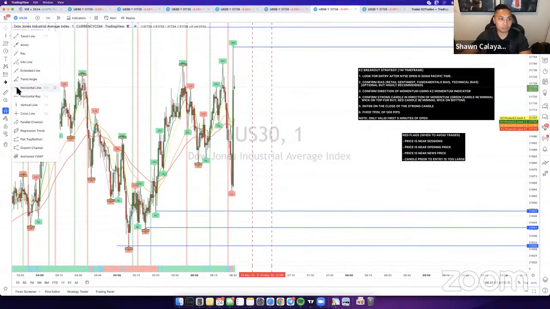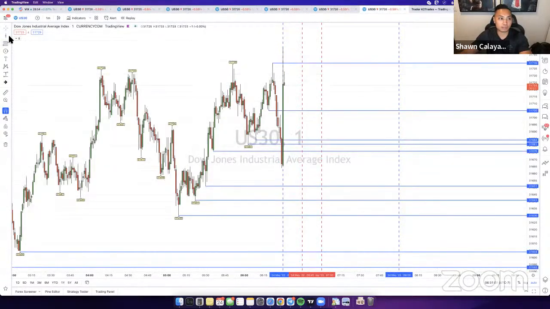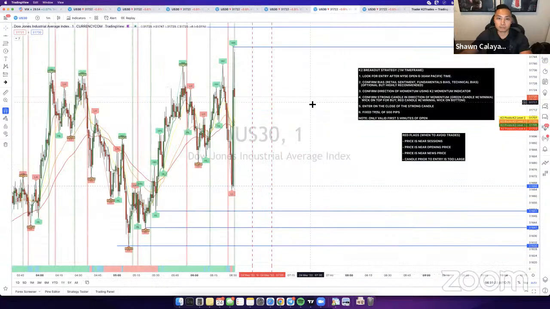So what I'm going to do here is mark up opening price, which is right there. Do the same thing on the clean chart. Opening price right there. Oh, wrong tool. All right, so we'll see where price goes from this point.